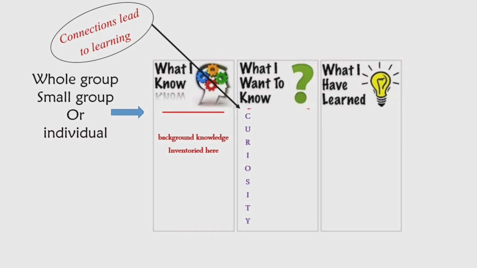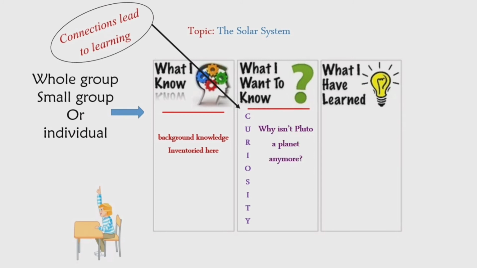The W section of the chart really shows evidence of the students' curiosity because this is where they say what they want to know about the topic. This is where the questions would go. For example, if the lesson is about the solar system, one question that may fall in this section could be, why isn't Pluto a planet anymore?